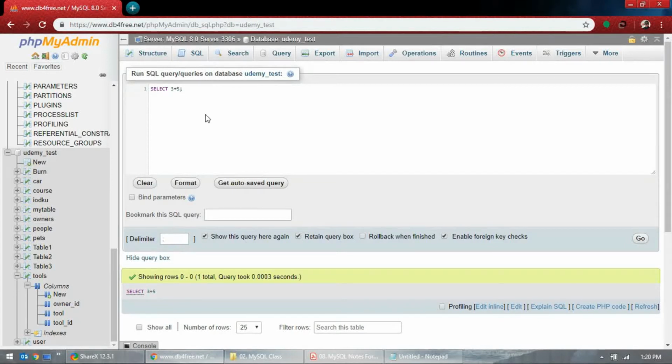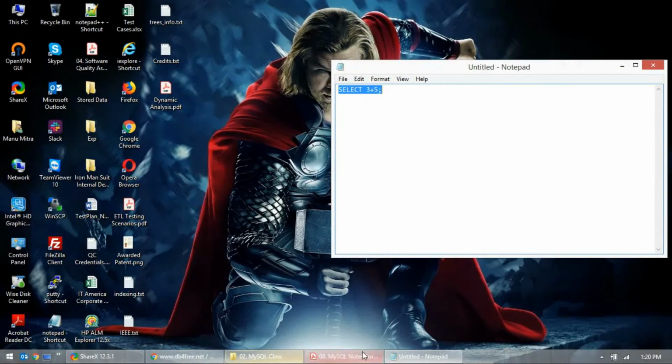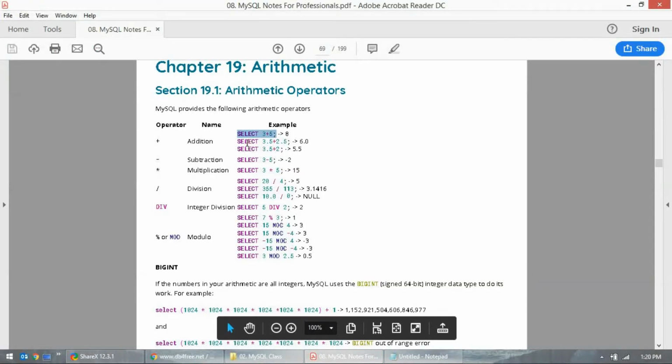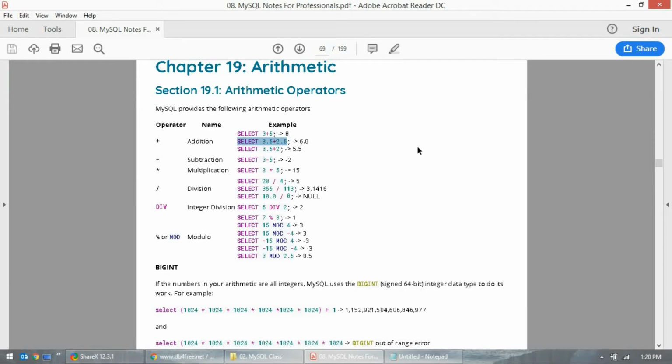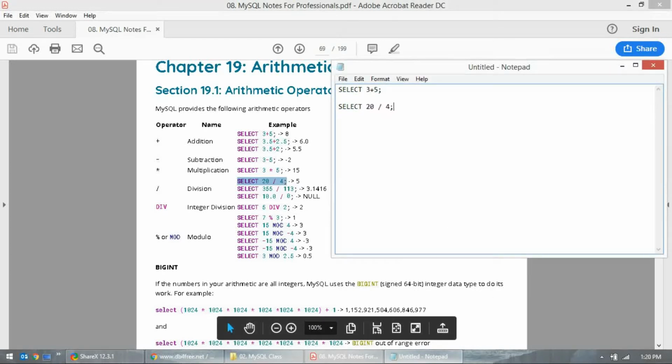So we are not using a table as such. We are not using any tables. 3 plus 5, we are using a simple arithmetic operation. Similarly, you can do this for others. Just use a select statement, that's it. Use whatever you want: addition, subtraction, multiplication, division. We'll find out that too. Let's see how that works.